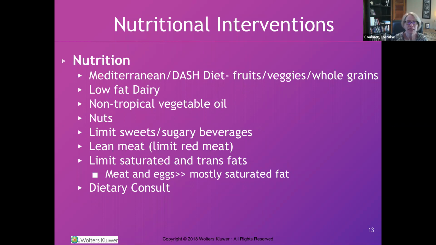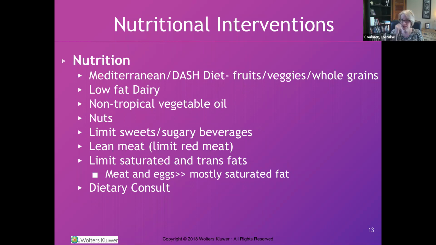Okay. Lean meats. So we're going to limit red meat. That doesn't mean I can't have any, but it doesn't mean I can eat a side of a cow every night for dinner. So it's really important to have that conversation with your patient. Limit the saturated and trans fat. So you're going to teach your patient how to read labels. They need to know this is high in saturated fat, high in trans fat. So really important that you tell them, start reading your labels.